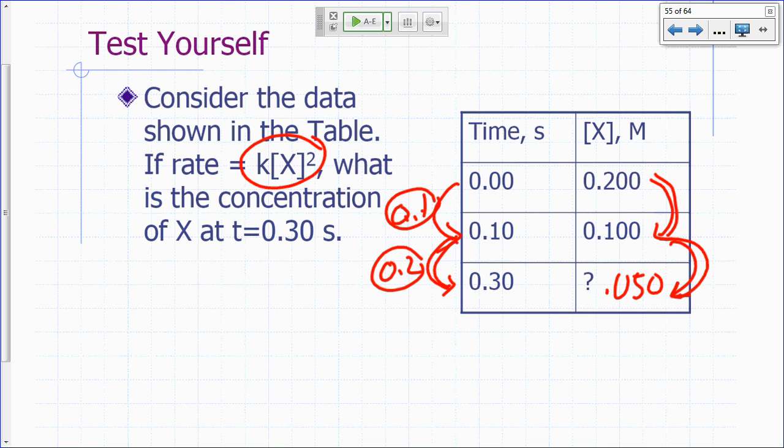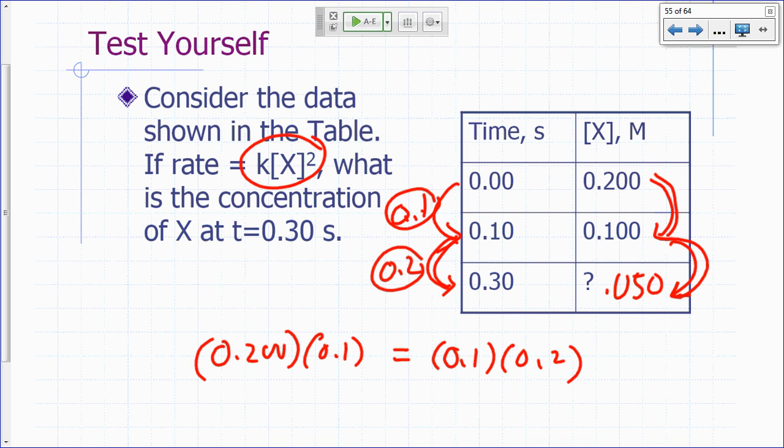Another way of looking at this is as follows. You can say 0.200 times 0.1, okay, is equal to 0.1 times 0.2. Okay? Another way of looking at it. Half-life times initial concentration is a constant, second order. So you know that this is going to get cut in half because you're looking at a time that is twice the original half-life.